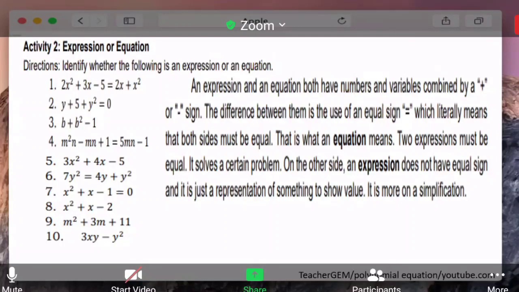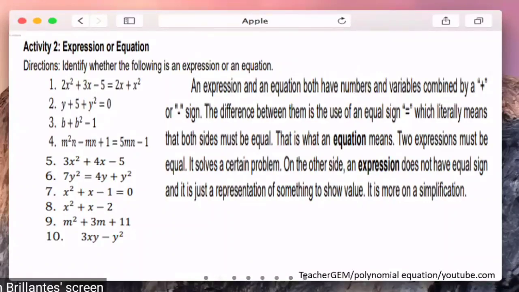It solves a certain problem, or on the other side, an expression does not have an equal sign. It just represents something, to show a value. It is more on simplification. So, ibig sabihin, si equation daw po yung mga may equal sign and equal sila both. And si expression naman daw po, wala daw po siyang equal sign. So, ang question dito, ano daw po yung mga expression natin and equation?